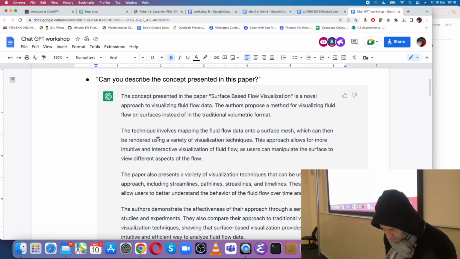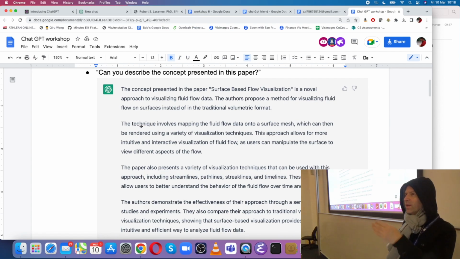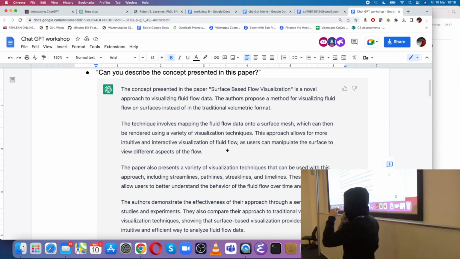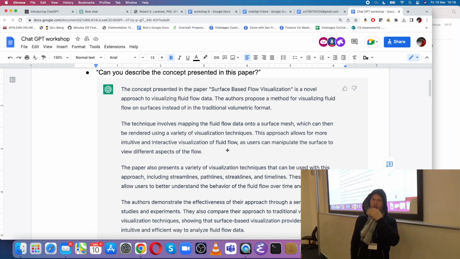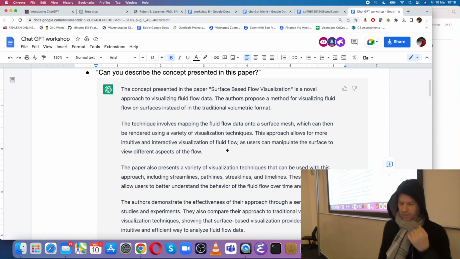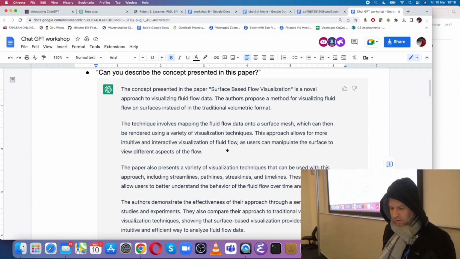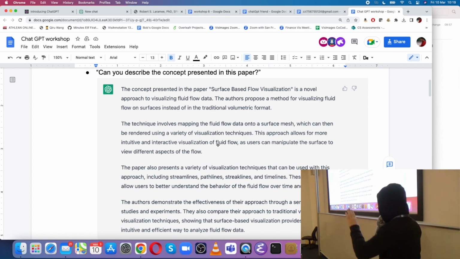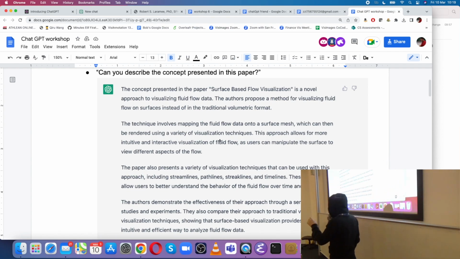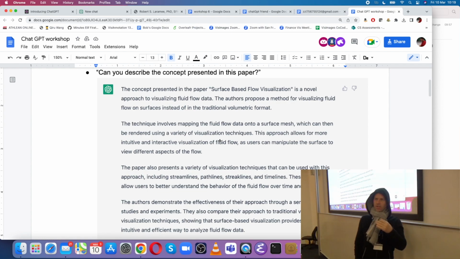So this is answering the question of what is surface-based flow visualization. But that's not actually the concept behind the paper. And I think it's done that because we introduce the concept in the introduction. We say, what is surface-based flow visualization, in the introduction. So it just grabbed that out and put it in there.